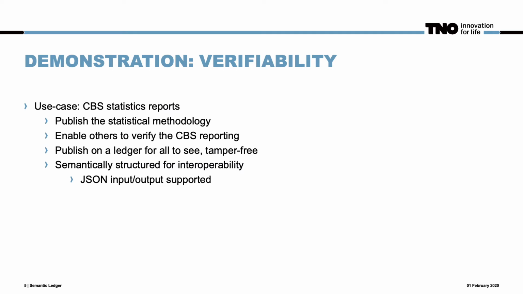Now, in the context of the Techruption research project, TNO worked together with the Dutch Central Bureau of Statistics to develop a verifiability application. So the use case here was that CBS publishes statistics reports and wants to improve its transparency. And our flow was to publish also the statistical methodology, making it possible for others to verify what the CBS reports, and to publish this on the ledger so that anyone can access it and can be ensured that the data has not been tampered with post-publication.